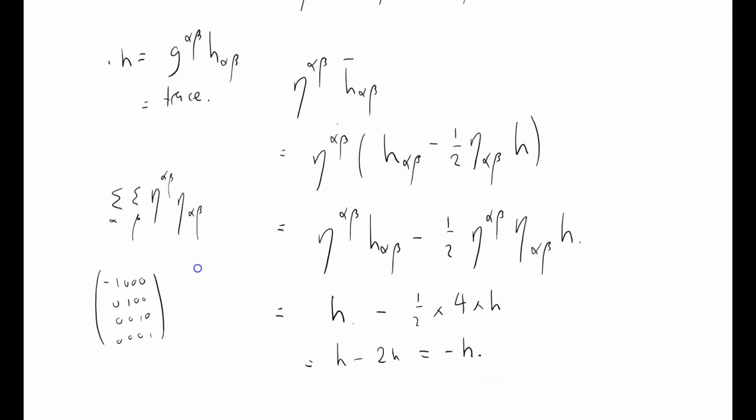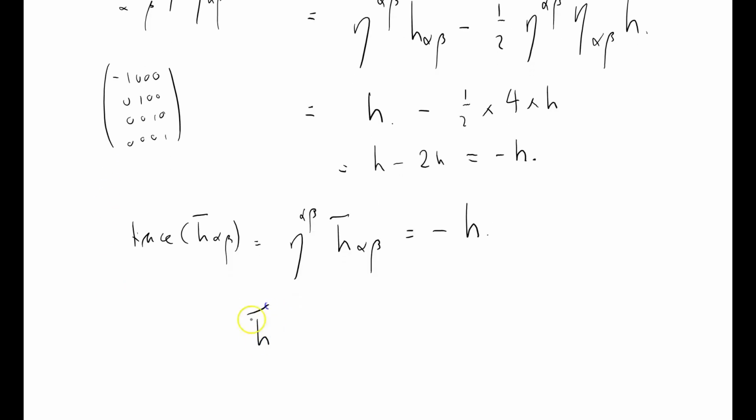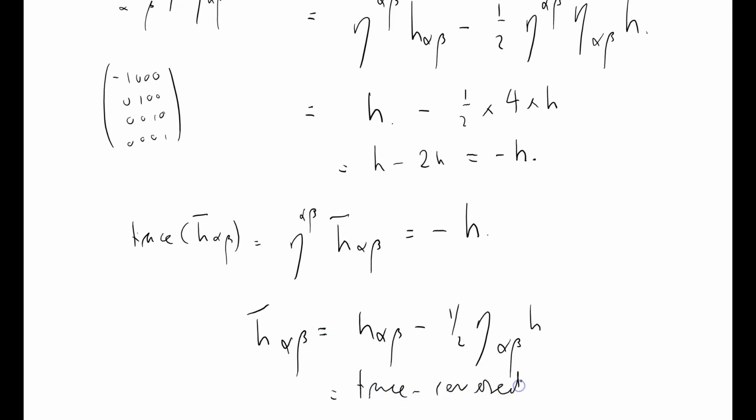So what have I done there? What I've done is shown that h bar alpha beta times eta alpha beta, which equals the trace of h bar, equals minus the trace of h. So that's why you call it the trace reversed perturbation. So h bar alpha beta equals h alpha beta minus a half eta alpha beta h, that is the trace reversed perturbation.